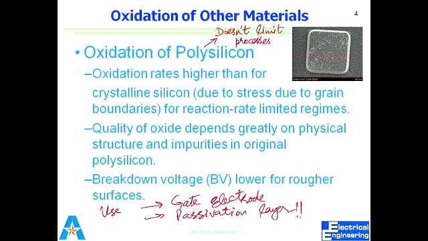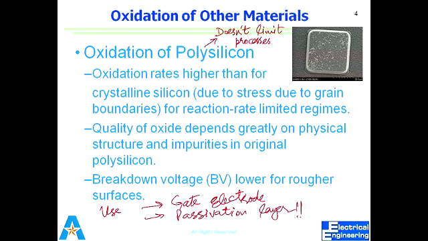Maybe in our application, I need an oxide layer with a lower breakdown voltage. If I need a low breakdown voltage, I don't need very high quality silicon dioxide. So in that case, I'll have a rough surface of polysilicon. And if I need a better quality, I can have a smooth surface as compared to a rough surface of polysilicon.